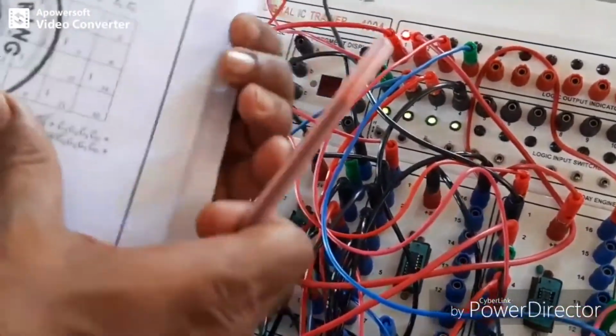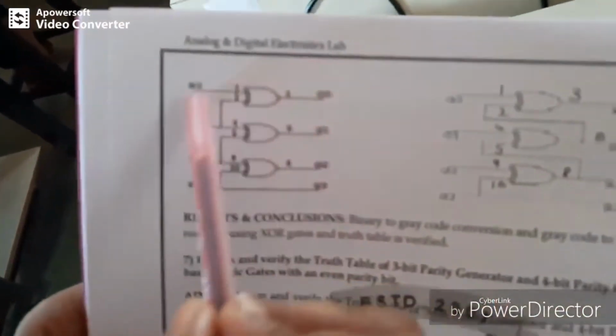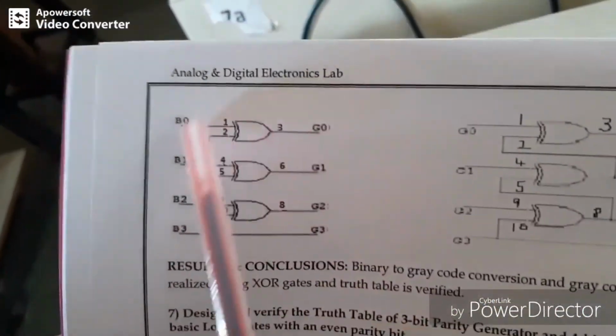The implementation of gray to binary is a very simple circuit. Here you can see the implementation. This is the circuit diagram for the implementation of gray to binary.